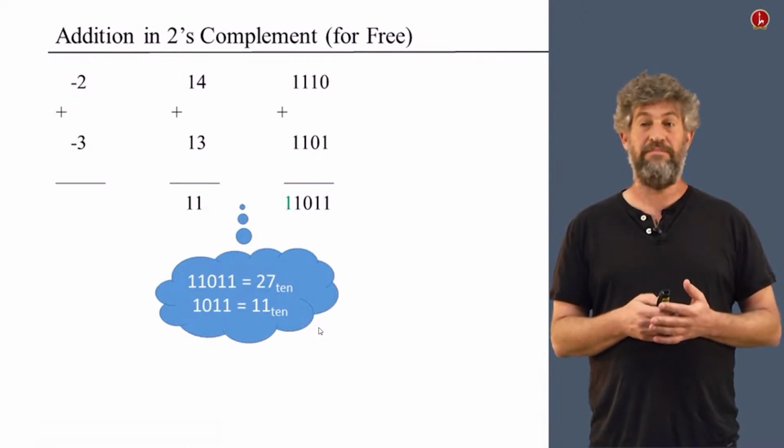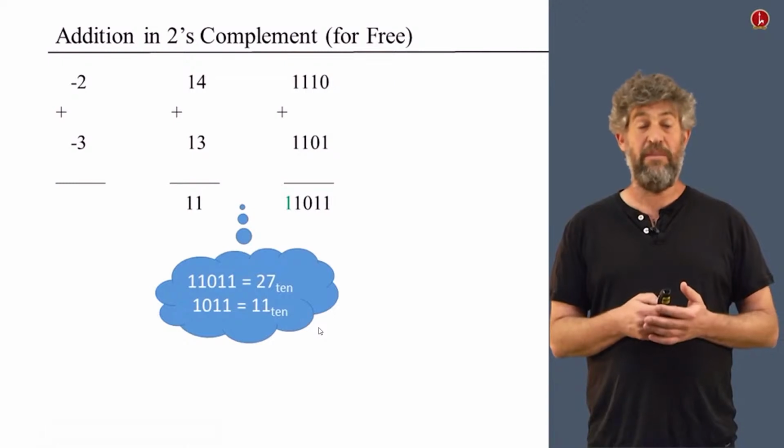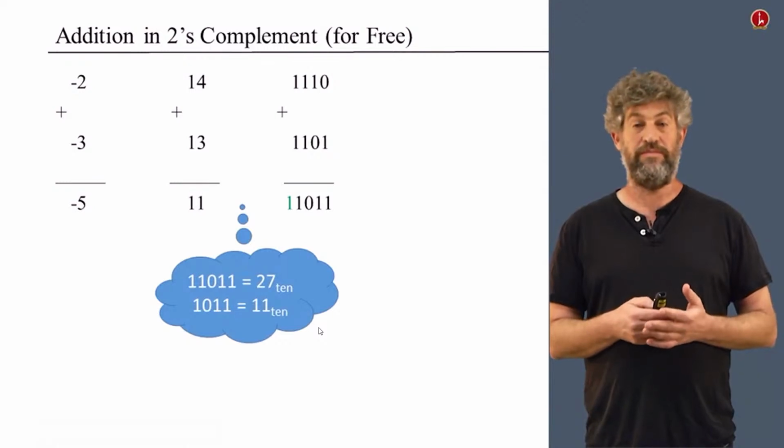Now what's nice about 11? Basically, what our hardware computed was that 14 plus 13 equals 11. Well, 11 in 2's complement really represents the number -5. And this is exactly what we needed to get. So amazingly, we got the correct result without doing anything new.